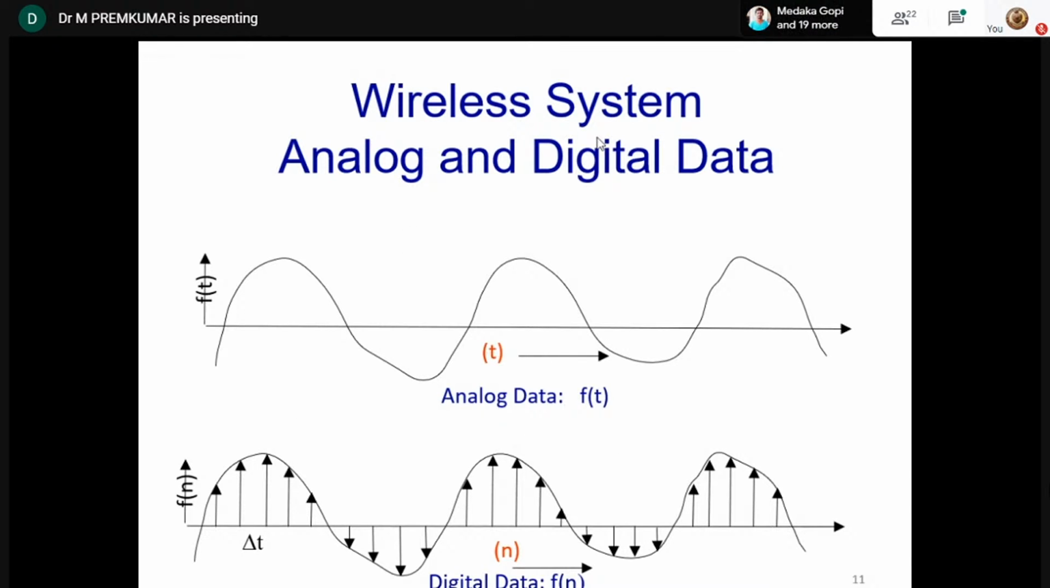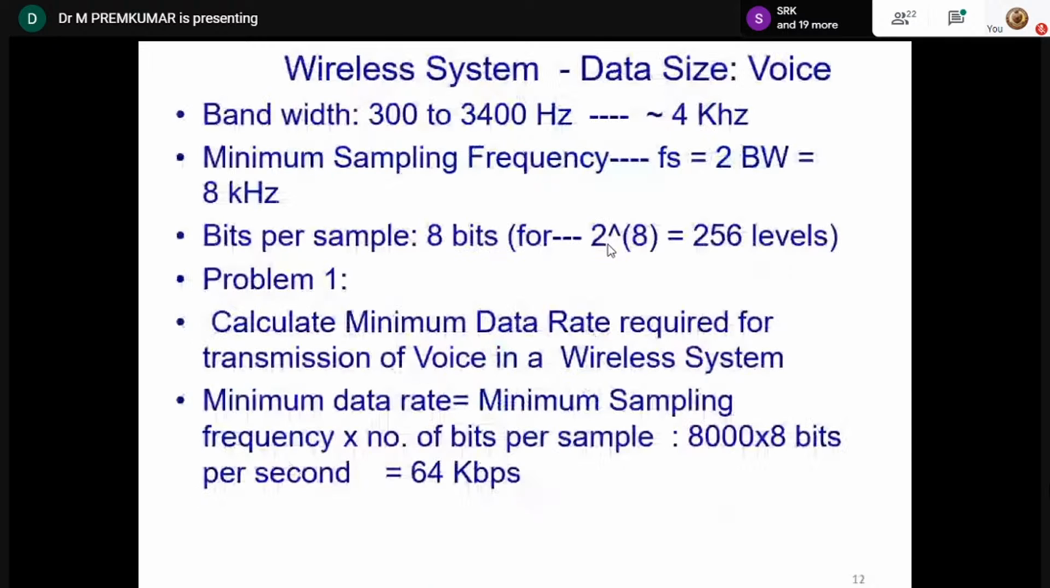Okay, so from this particular slide, the concept of back end processing or baseband processing starts, which I would like to stress to provide an easiest way of solution. So for example, a wireless system, if you have a data size, for example, a voice signal, the bandwidth of the voice signal, which we know is 300 to 3400 hertz, is approximately 4 kilohertz.